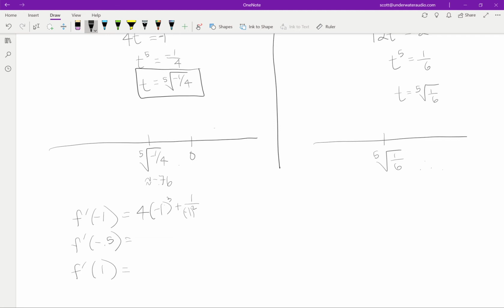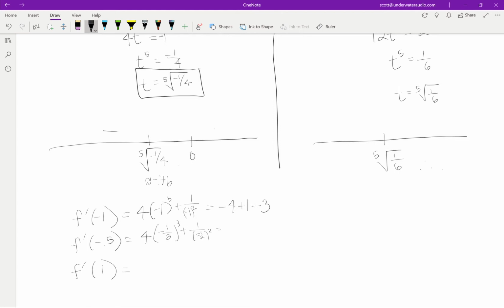Negative 1 cubed is negative 1. Times 4 is negative 4. And then negative 1 squared is 1, so plus 1. I get negative 3, so it's decreasing over here. And then negative 1/2: 4 times negative 1/2 to the third power plus 1 over, I can already tell I'm going to need a calculator for this.